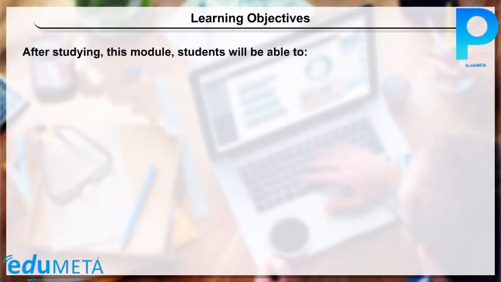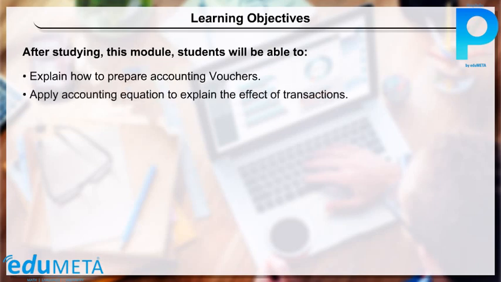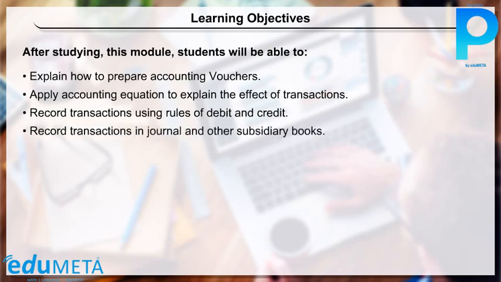Learning objectives. After studying this module, students will be able to explain how to prepare accounting vouchers, apply the accounting equation to explain the effect of transactions, record transactions using the rules of debit and credit, and record transactions in journal and other subsidiary books.